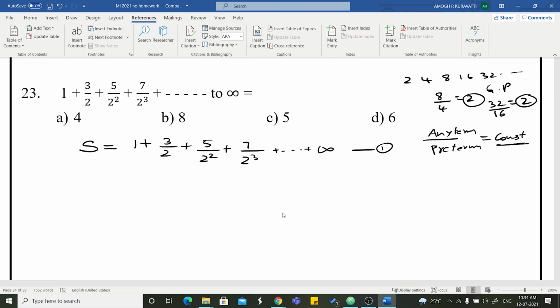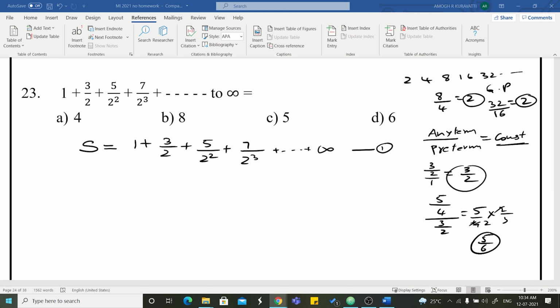Check this. If you take the term 3 by 2 divided by the previous number 1, that is 3 by 2. If you take another term, 5 by 2 square, 2 square is nothing but 4, divided by the previous number 3 by 2, that is 5 by 4 into 2 by 3. 2 ones are 2, 2 threes are 6, 2 twos are 4, so 5 by 6. This is 5 by 6, this is 3 by 2. That is not a common ratio.